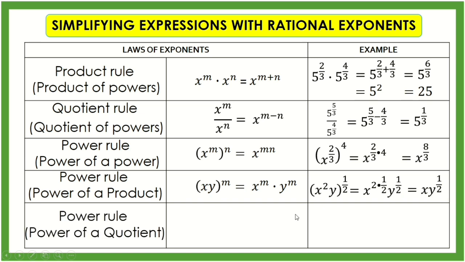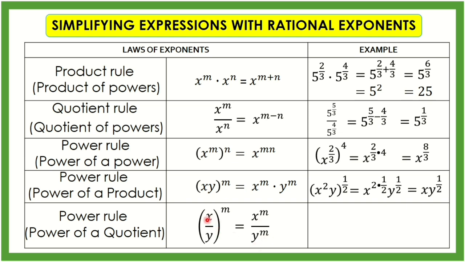For the last law, we have the power rule, power of a quotient. If we have the quantity of x over y raised to m, this is equal to x raised to m over y raised to m.